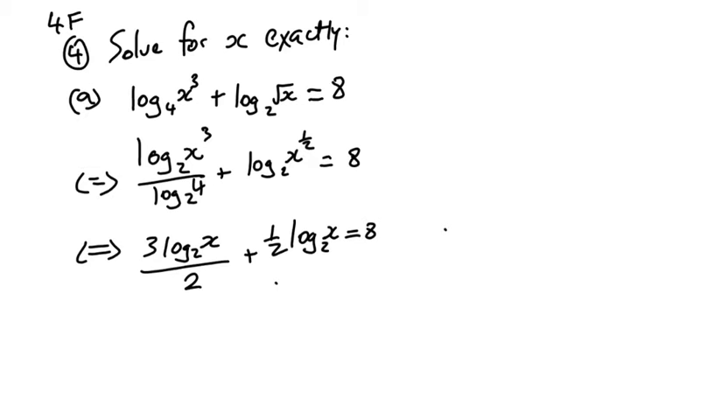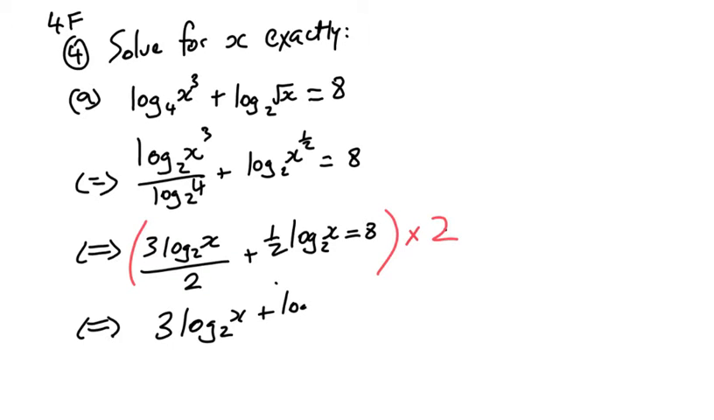Now we will want to get rid of that denominator because we know that they make our lives more difficult than necessary. So multiplying everything by 2, in the first term the 2's are going to cancel, so I've just got 3 log x base 2. 2 times a half is going to be 1, so this is just the log of x base 2, and 2 times 8 is 16.